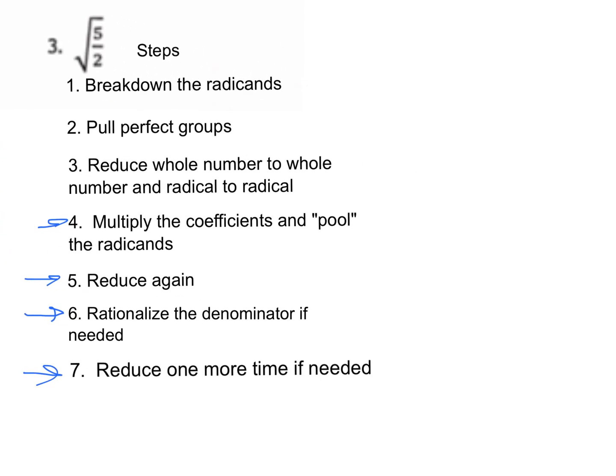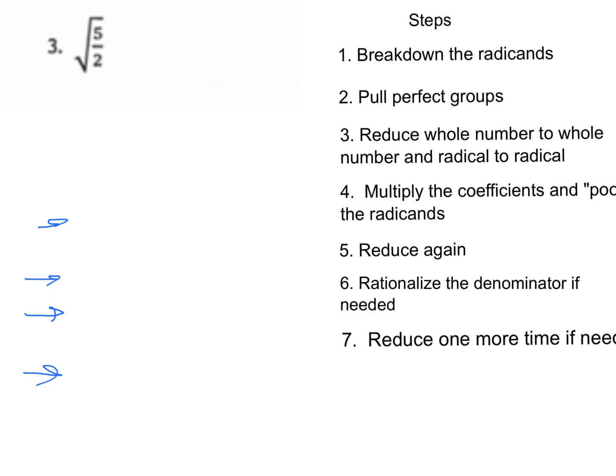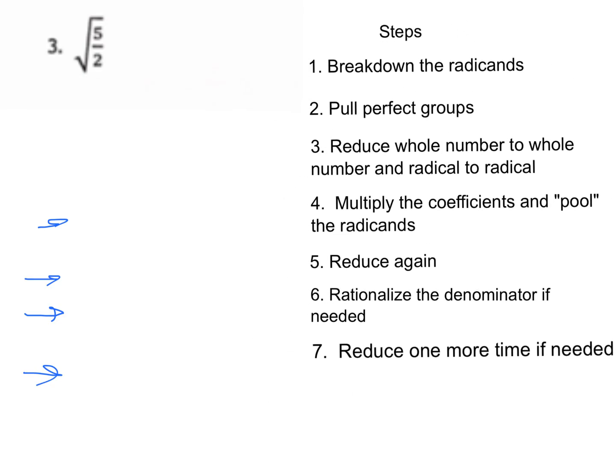Okay, now let's scooch this over. I'll drag this over here. Alright, here we go, folks. Alright, let's start. Now, when you see this big radical symbol over a fraction, that just really means radical 5 over radical 2. Okay, so that's what that really means.